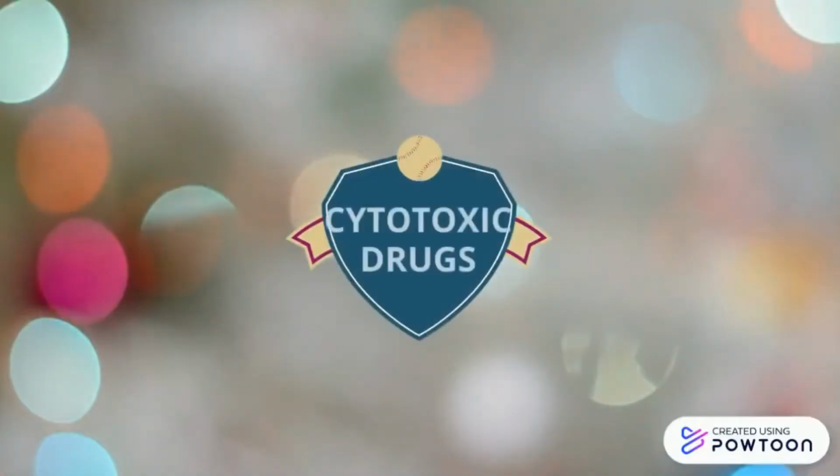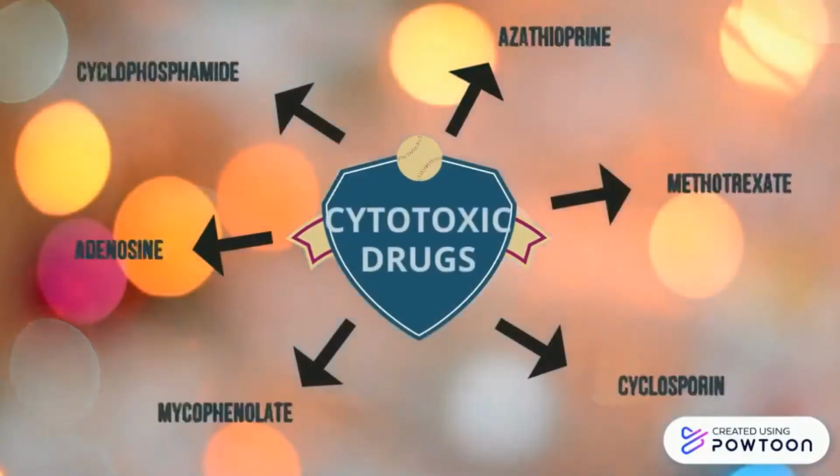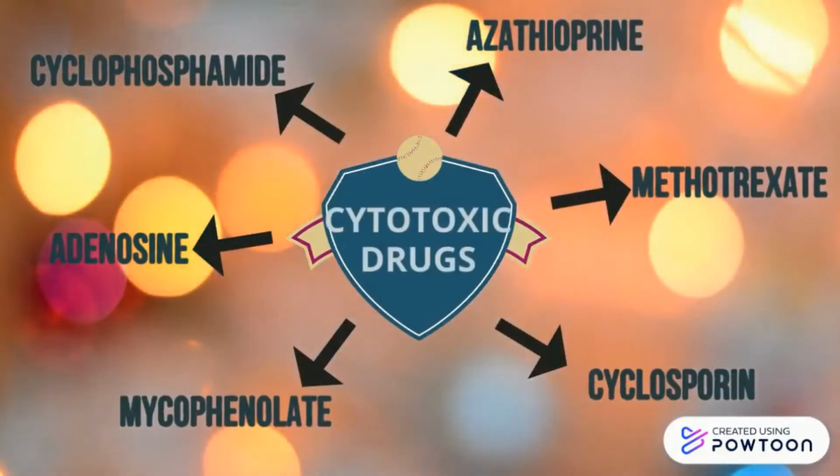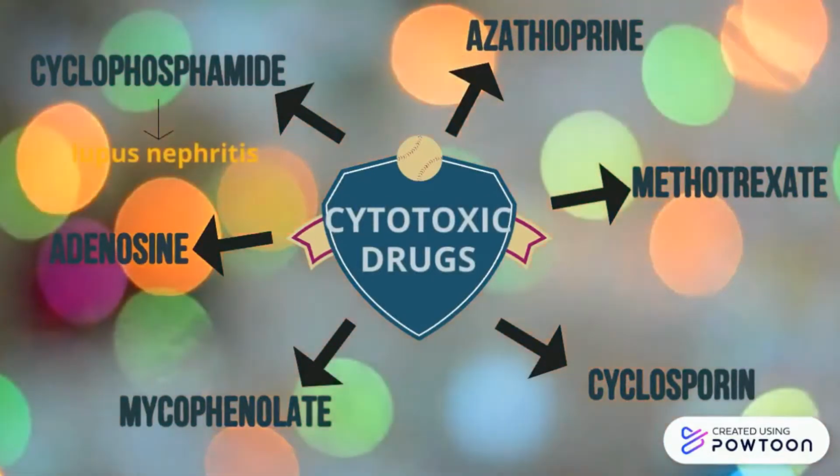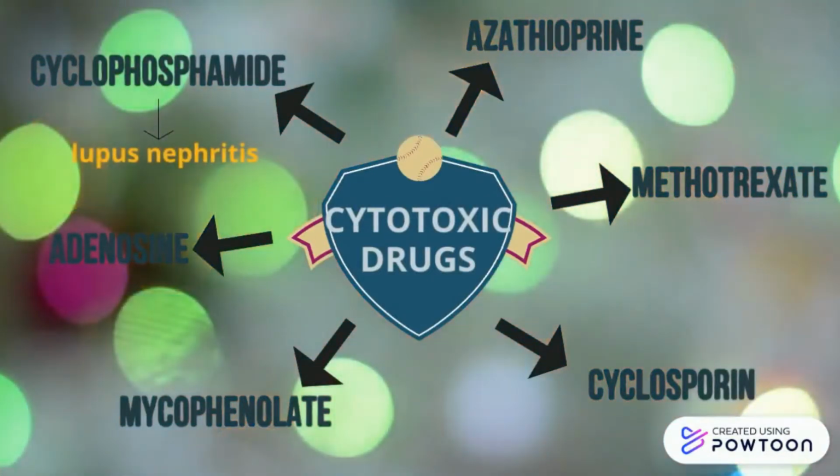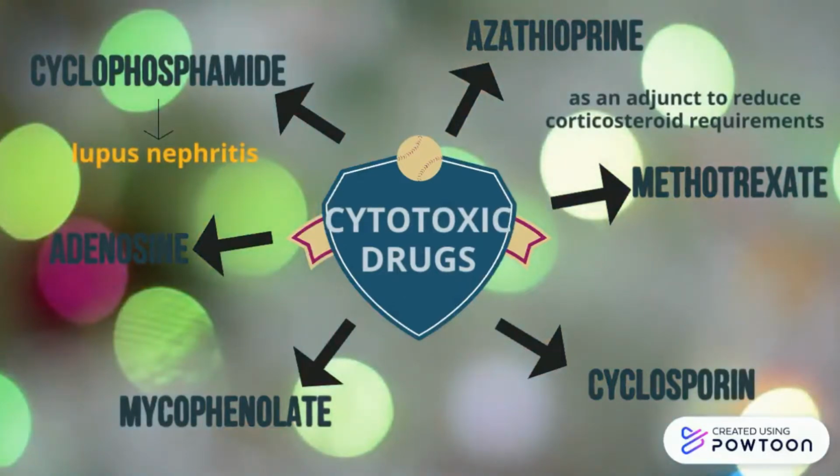Cytotoxic drugs also have an important role in managing SLE. Cyclophosphamide is the standard treatment for lupus affecting major organs, in particular lupus nephritis. Azathioprine and methotrexate are widely used as an adjunct to reduce corticosteroid requirements.